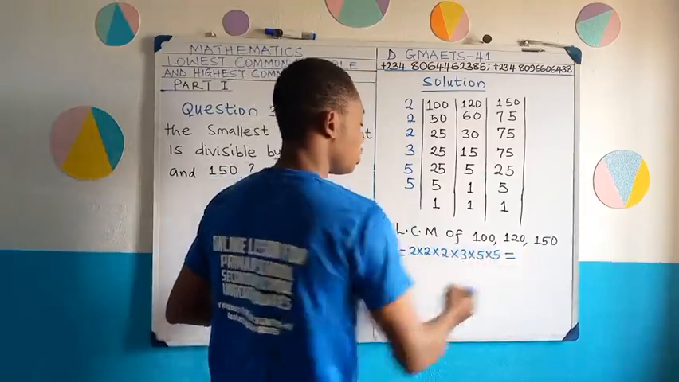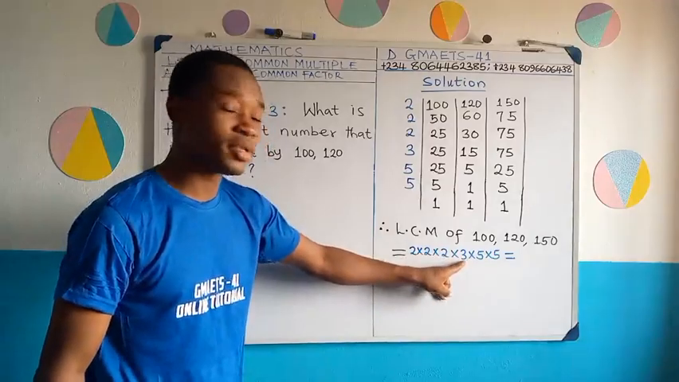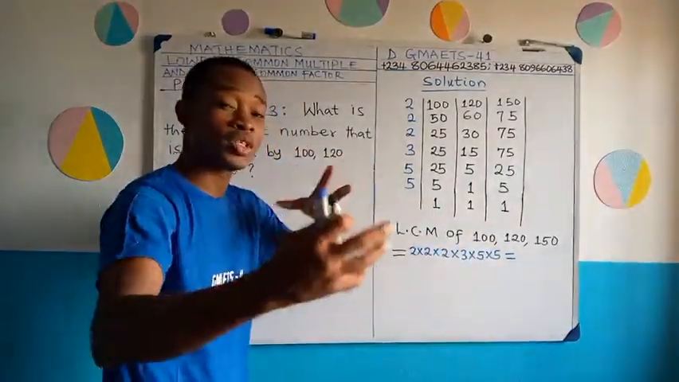Do the multiplication and you would get this. 2 times 2 is 4. 4 times 2 is 8. 8 times 3 is 24. Then look at this number. This is 5 times 5, which is 25.